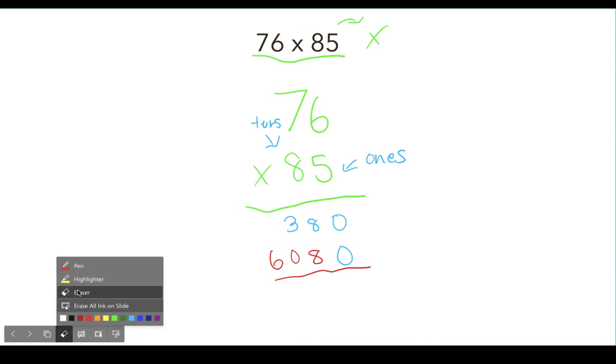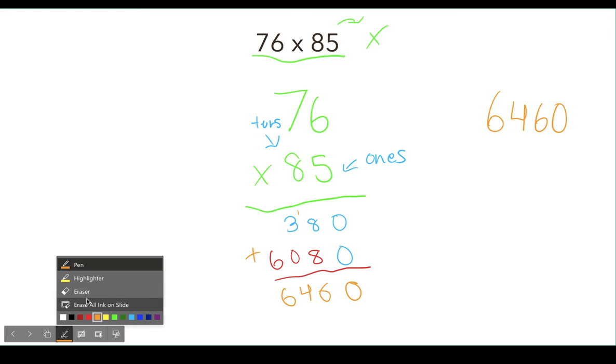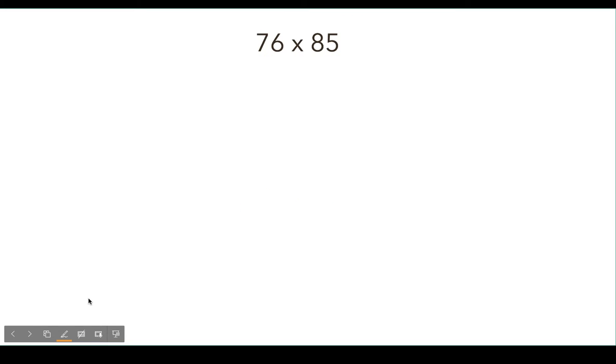Okay. So what is 380 plus 6,080? So 0 plus 0 is 0. 8 plus 8 is 16. Carry the 1. 3 plus 1 is 4. And then 6 plus nothing is 6. So our answer is 6,460. Let's check it. 6, 4, 6, 0, yeah.